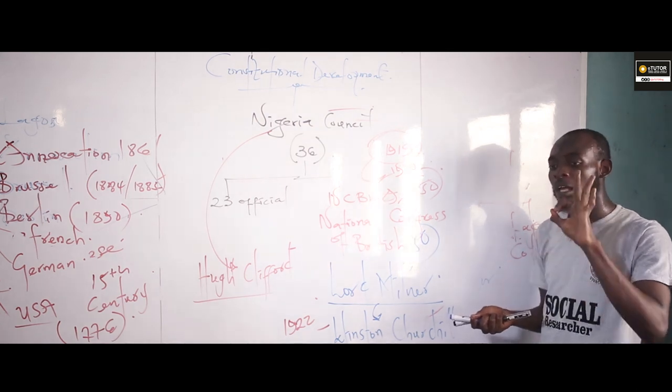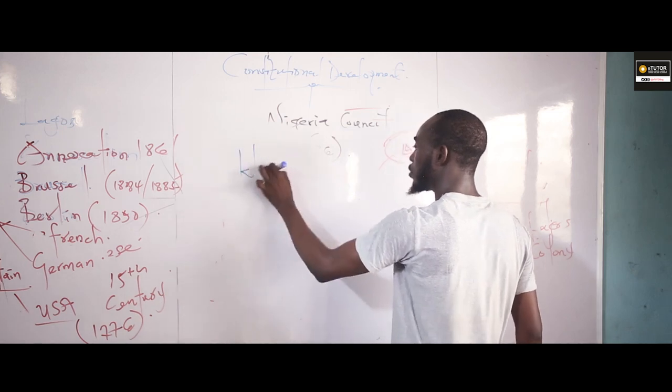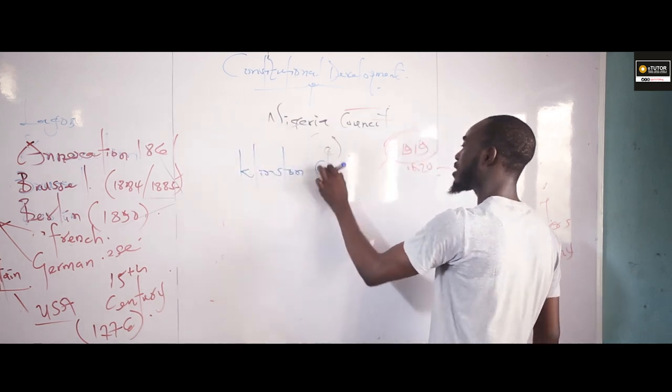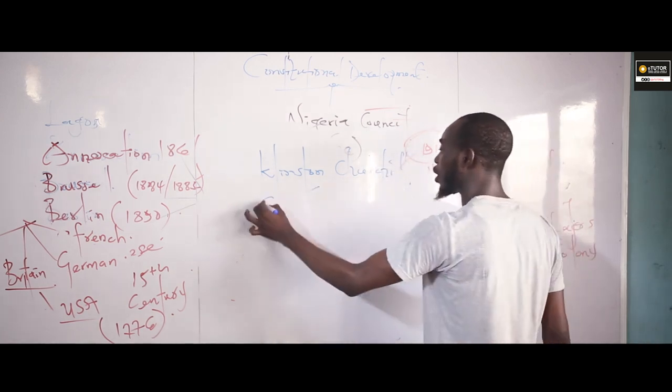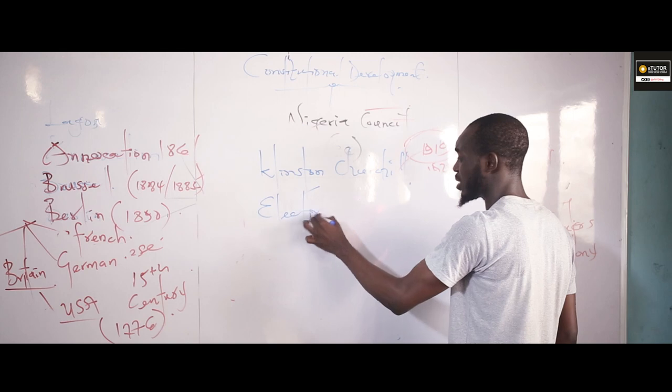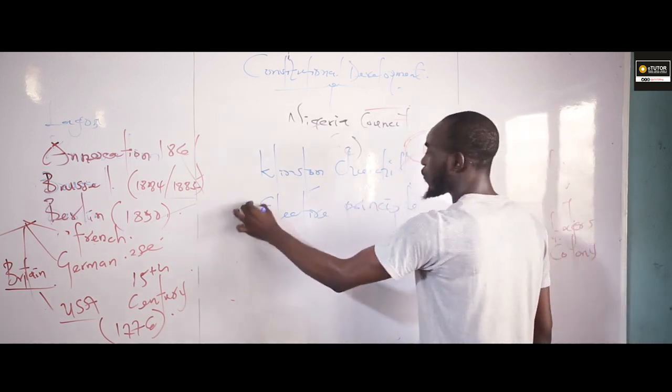Independence, but he gave them 3 essential things. Now, based on that, Winston Churchill gave us 3 essential things. What are the 3 essential things he gave us? Number 1, we have what we call the elective principle. That's the first thing he gave us.